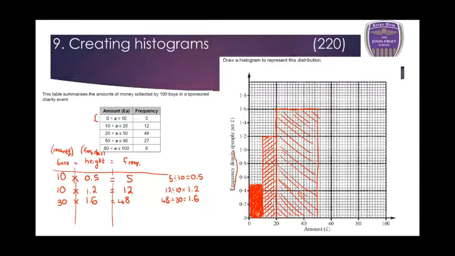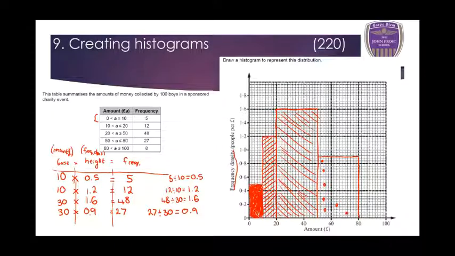okay? Next one, we've got 50 to 80. Again, that's going to be a base of 30 because 80 take away 50 is 30. 30 times something equals 27. Rearrange it just to double check. 27 divided by 30 is equal to 0.9. Therefore, we're looking for another rectangle with a base of 30 and a height of 0.9. 50 to 80, that's our 30 wide. I'm going to go 0.9 up. Take care with the scale to there. Bring it down. Job done. And I'm going to do polka dots for this one.